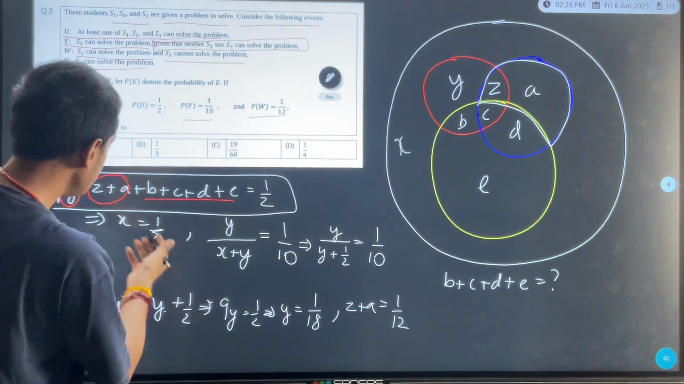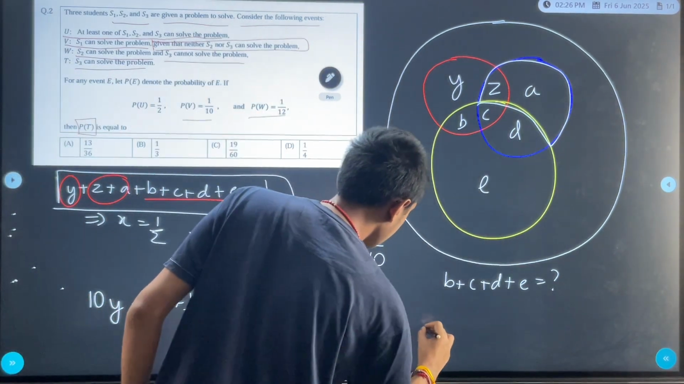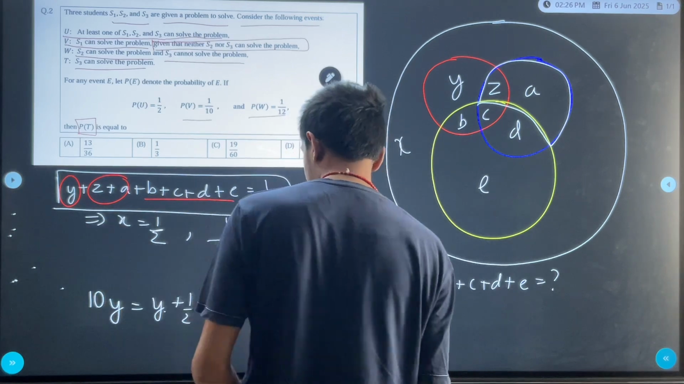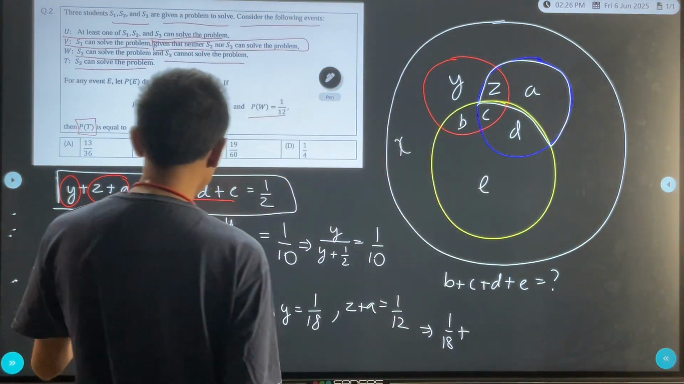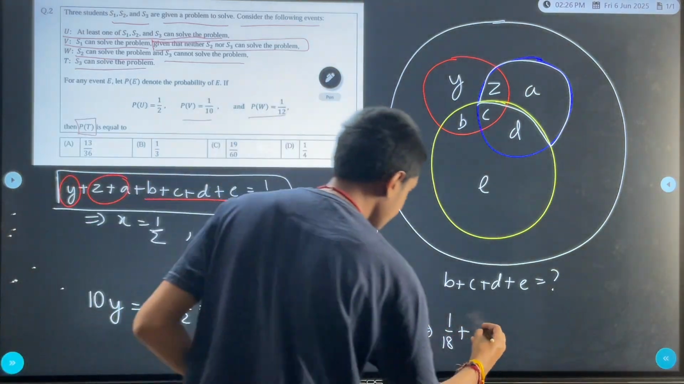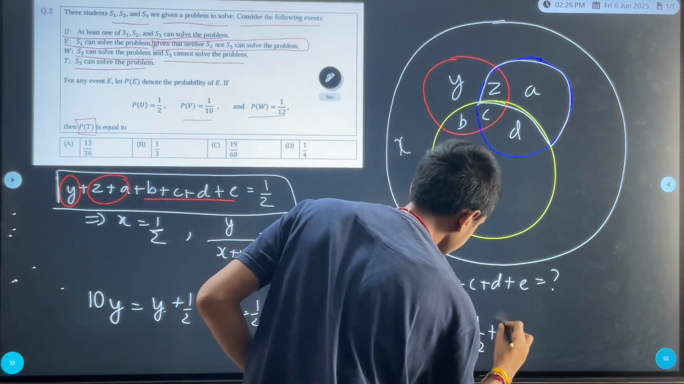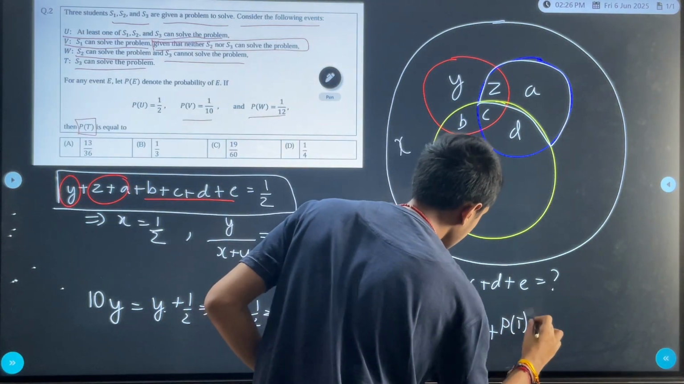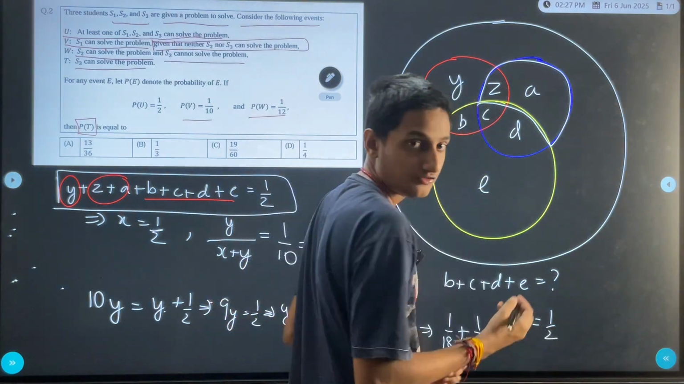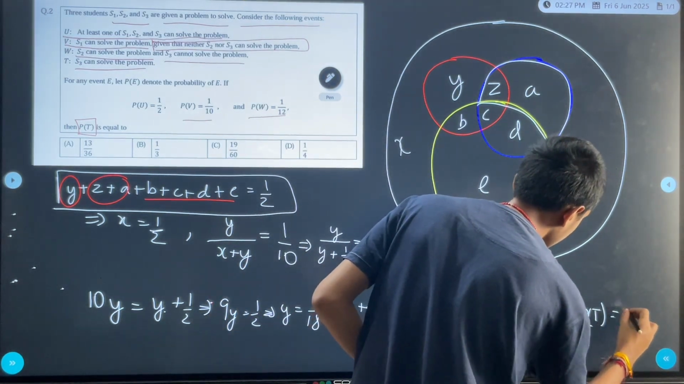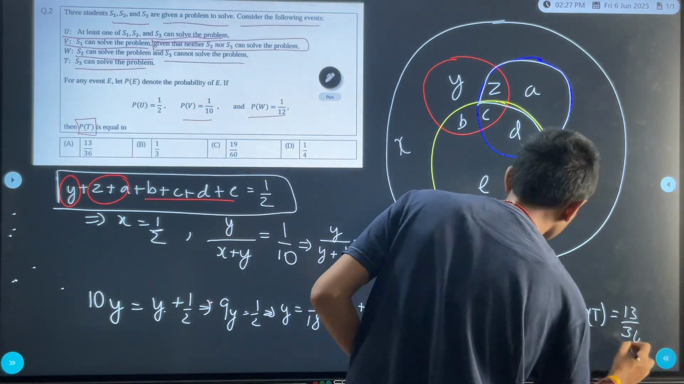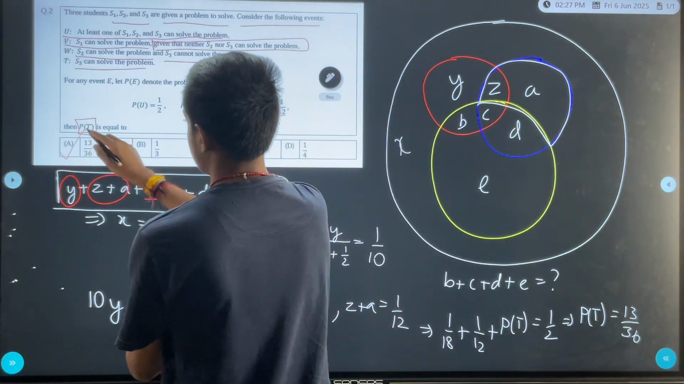So we can find the value of B plus C plus D plus E, or the probability of S3 solving the problem using this. Therefore, we can write Y, which is 1 by 18, plus Z plus A, which is 1 by 12, plus P of T is equal to half. Solving, we will get P of T as equal to 13 over 36, which is option A.